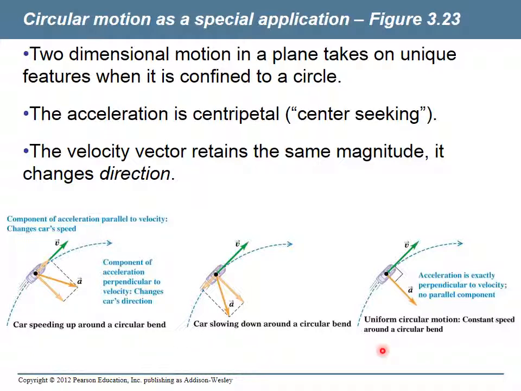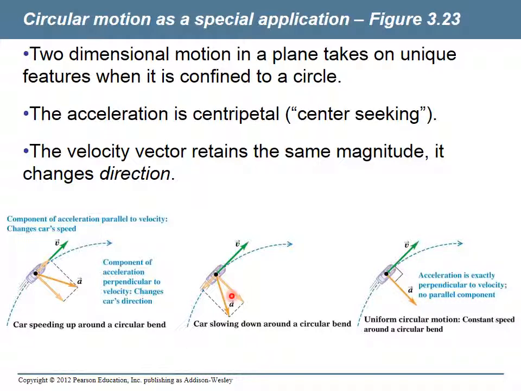In the third one, we have an acceleration vector that is only perpendicular. There is no parallel component of it. So this one is going to have a uniform speed. The speed is not going to change at all, and only the direction is going to change. So it's neither speeding up nor slowing down. Only the direction is changing.